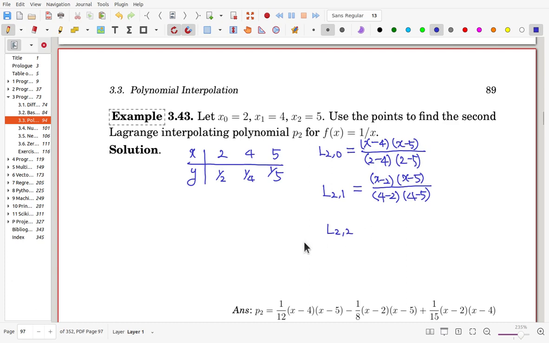After getting these cardinal functions, now the P2 of x must be the y value, first one, y0, half times that one, L20, plus now 1/4 times now L21, and plus finally 1/5 L22.